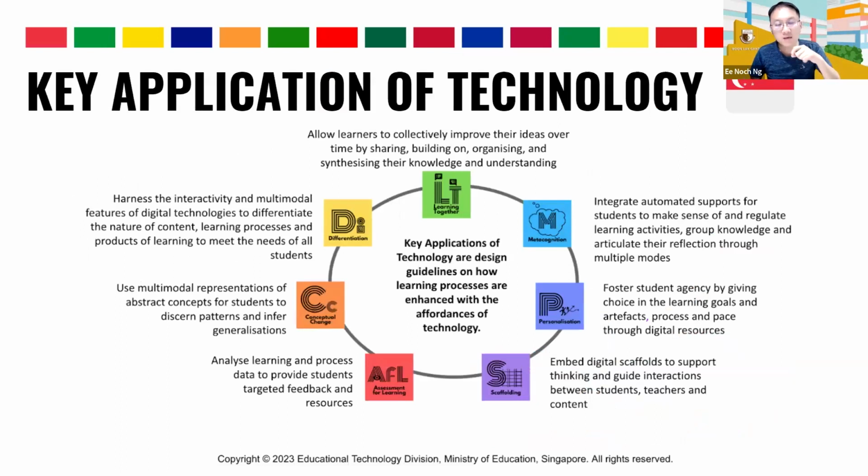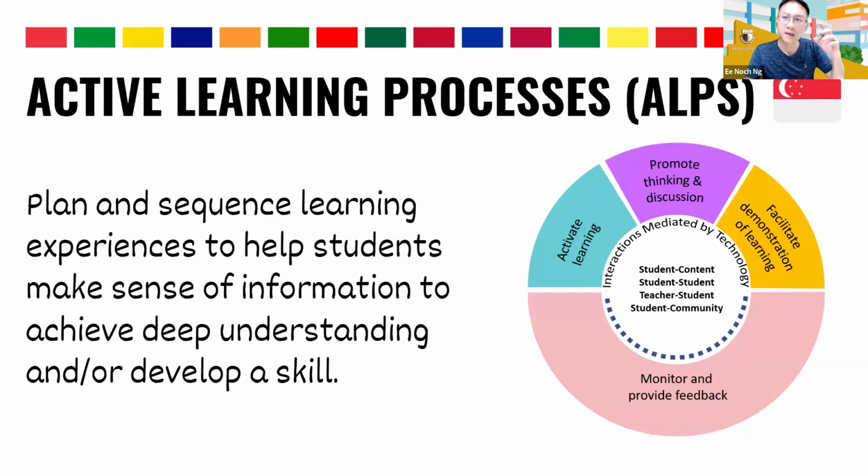So how we make use of technology, we understand it in these 7 areas, and we found that these 7 areas are very good ways of making use of technology. So we call it the key applications of technology. If you want to use technology, it should fall into one of these 7 categories, and this will ensure that when we use technology, it's effective, it's good. And how we design our lesson, it's using this active learning process.